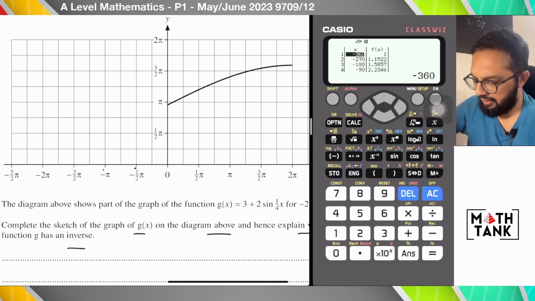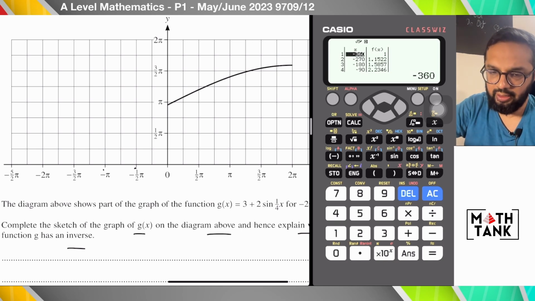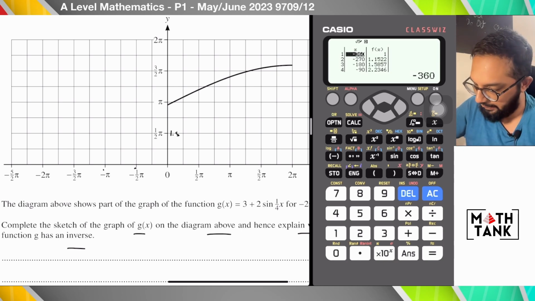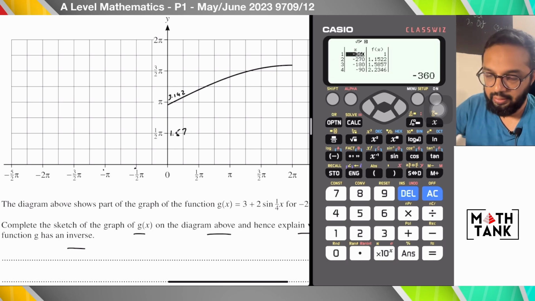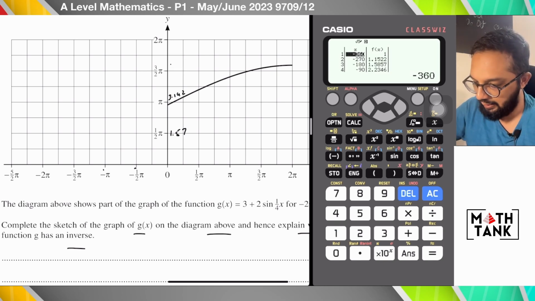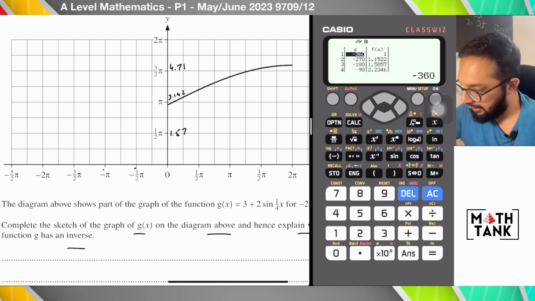Okay, so what I'm going to do is label my vertical axis also in numbers, because it's difficult for me to figure it out. So this is about 1.57. That's 3.142, plus pi, that's 4.71. Okay, so let's just talk about those numbers.